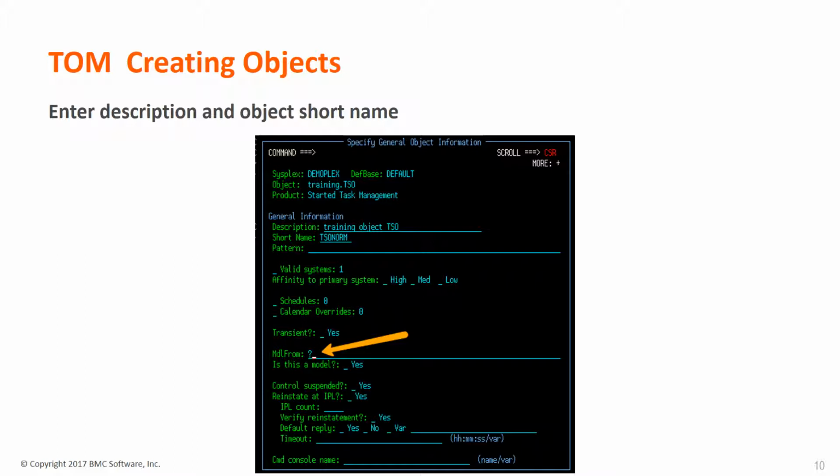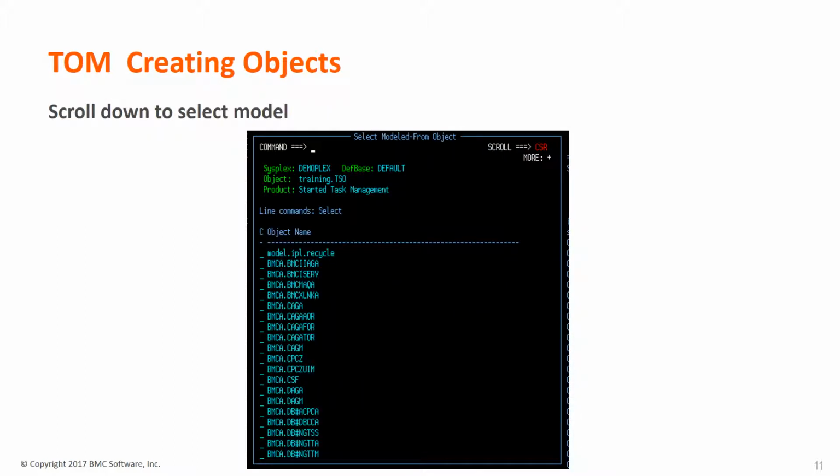In this instance, we're going to use a model to populate some of the fields so we don't have to fill them all out. To do so, we're going to put a question mark in the model from field. TOM presents us a list of all the defined objects in the current definition base. In this instance, we're going to select the first item, model.ipl.recycle.